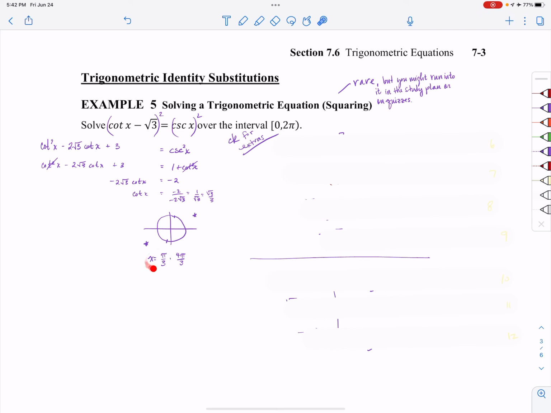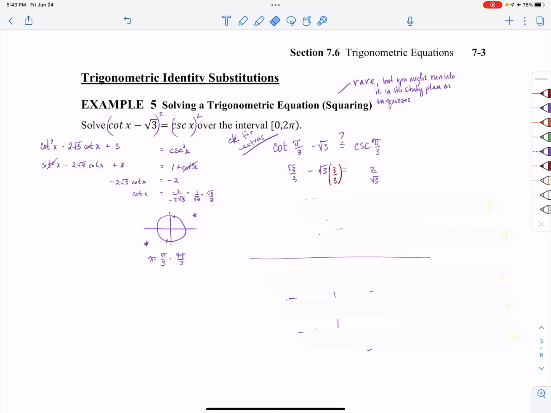So I need to take both of my solutions and plug them into the original equation without the squaring, and see if they work. If they don't work, I need to throw it out. All right, so let's test out the pi over 3 first. So cotangent of pi over 3 minus root 3. Again, all I'm doing is plugging into the equation is equal to cosecant of pi over 3.